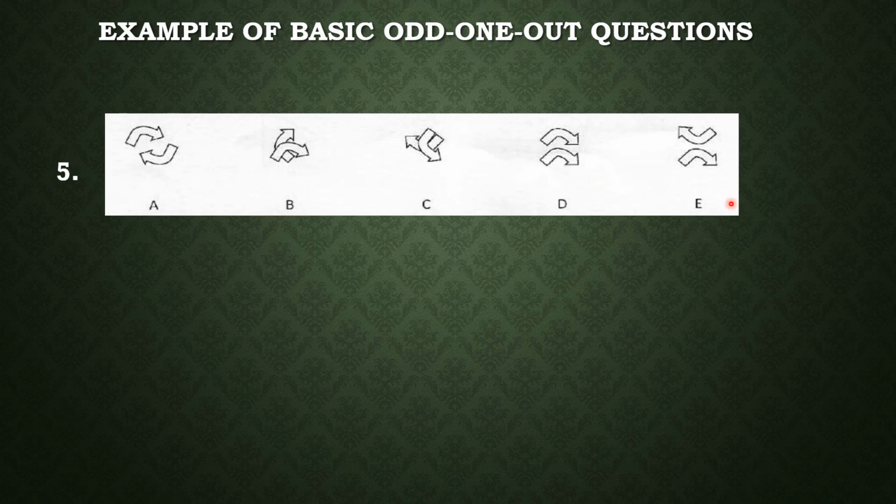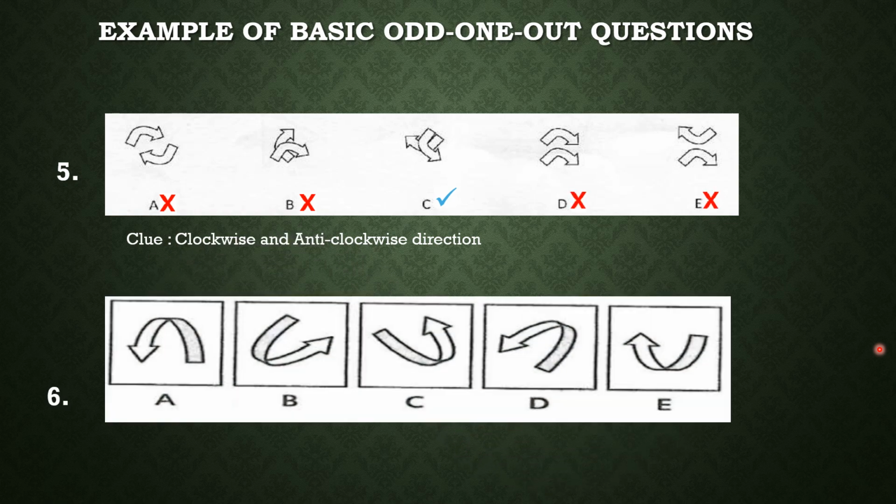Option E, images are moving in a clockwise direction. So the clue here should be the clockwise and anti-clockwise direction. And option C is the odd one out here because one shape is moving in a clockwise direction, another shape is moving in an anti-clockwise direction. Now let's have a look at a similar next example.